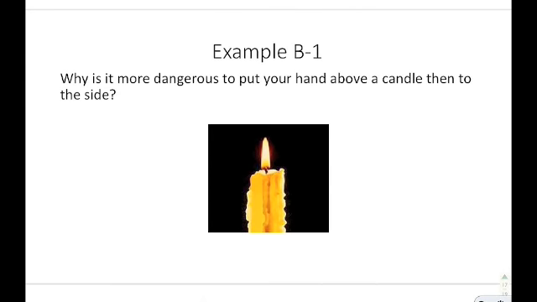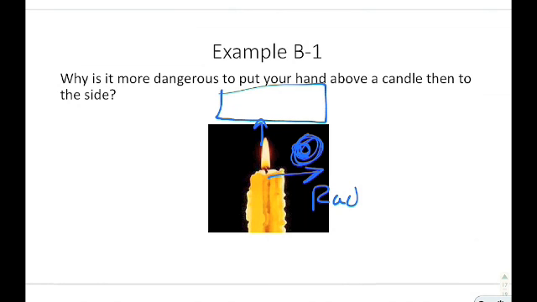So it says, why is it more dangerous to put your hand above a candle than to the side? So if you were to put your hand right here, you wouldn't get burned. Okay, you would still be exposed to somewhat radiation, and you would be exposed to some conduction from the air, but air is a very, very good insulator, so you wouldn't get a whole lot of conduction that way. But if you do put your hand over the candle, you're exposing yourself to not only the radiation, but you're also exposing yourself to the convection. The warm air wants to rise and would come into contact with your hand. So putting your hand to the side of a candle isn't really going to burn you, but if you put it directly above, it's much, much, much worse.